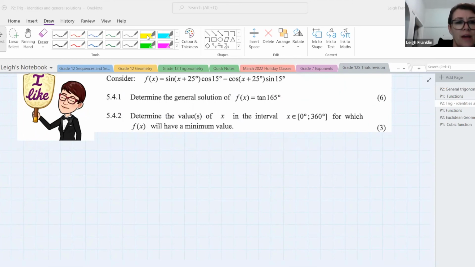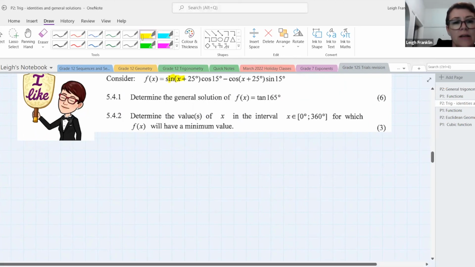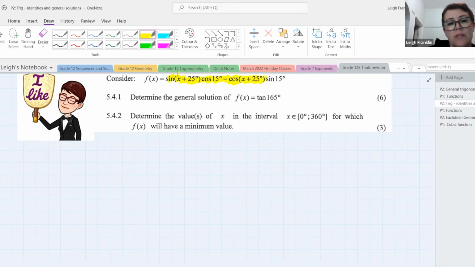Okay, so what I want you to do is have a look at this. Consider f of x equals sine x plus 25 cos 15 minus cos x plus 25 sine 15. What is that when you look at it? What do you see? Yeah, sure, it's a function.